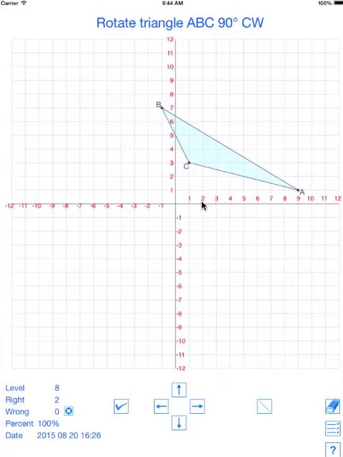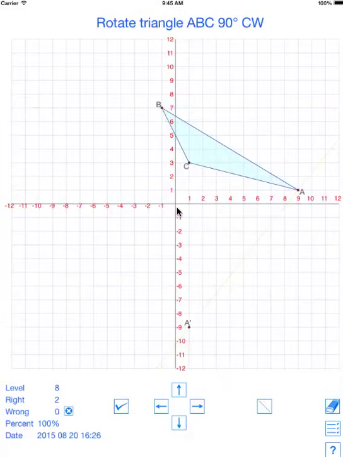So my A is at 9, 1, so it's going to end up down here at 1, 9, okay, ignoring the signs. It's really 1, negative 9, but we're ignoring the signs, knowing that we're just moving into the next quadrant. The B is going to end up in quadrant 1.